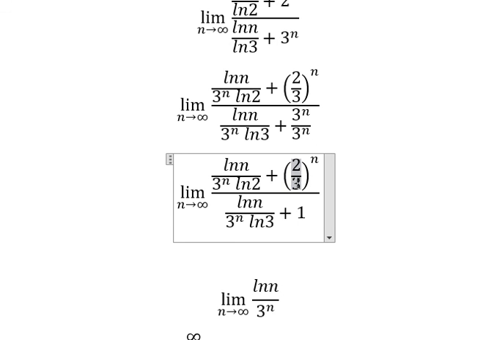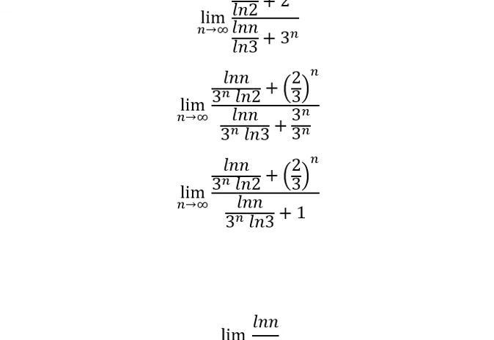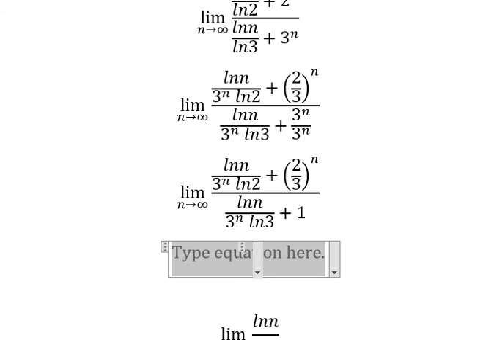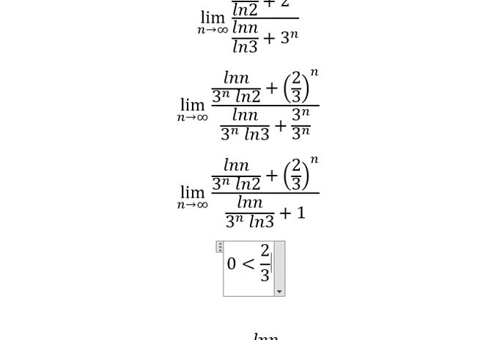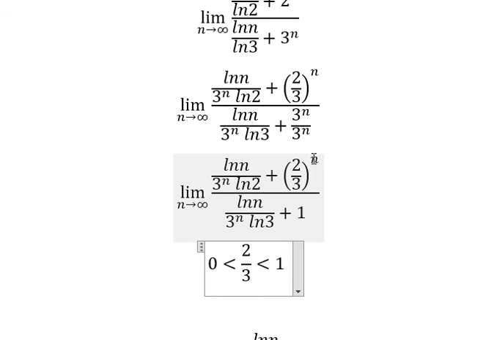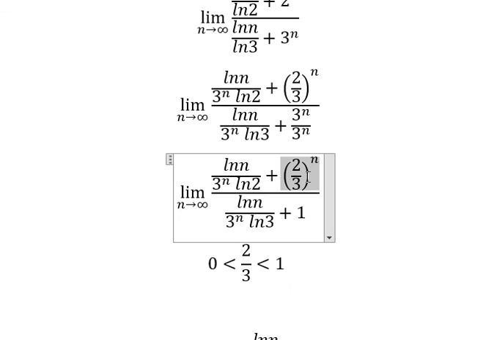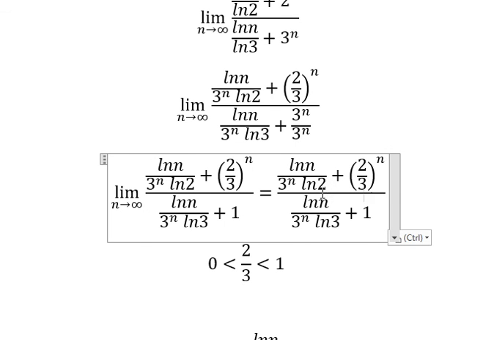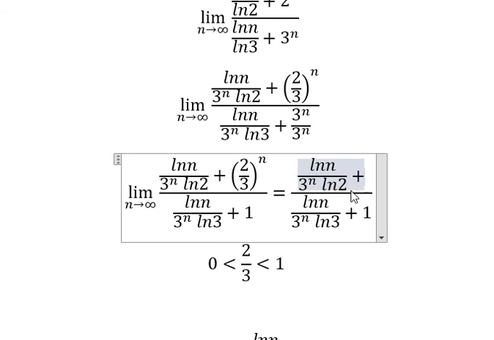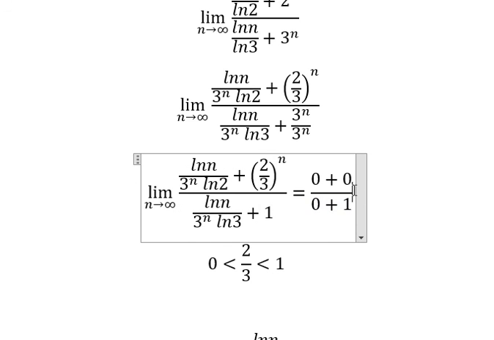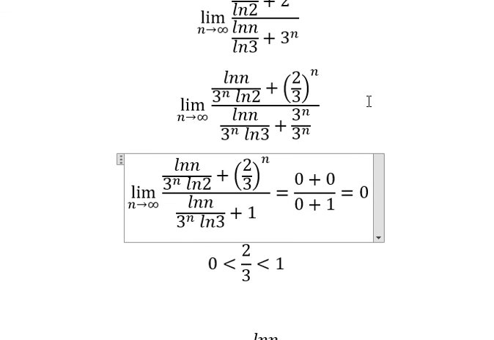We see that this one 2 over 3, that is between form 0 and number 1. When n go to positive infinity, this one will have number 0. And now we have the final answer. And we have 0. This is the end.